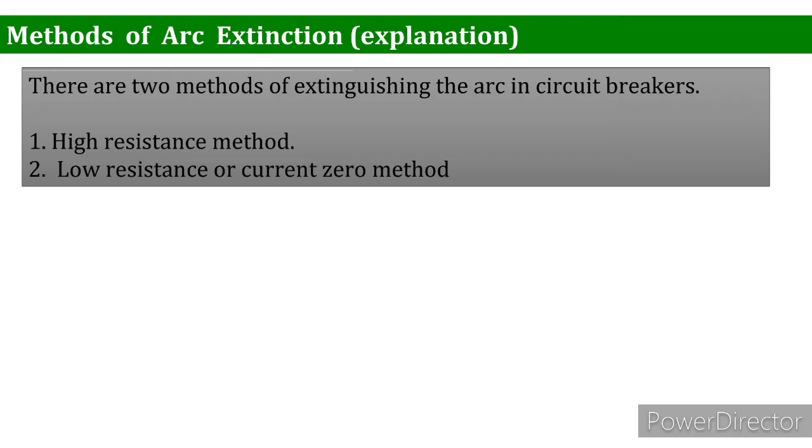Now remember, these are the two basic methods of arc extinguishing. One is high resistance and the other one is low resistance. So when we are studying different types of circuit breakers, some are using the high resistance method, some are using the low resistance method. So in principle they are two different methods. We don't need to worry about the circuit breakers especially right now. We have to read these two methods in principle, and let's see which circuit breaker is using high resistance and which is using the low resistance method when we study those circuit breaker types.